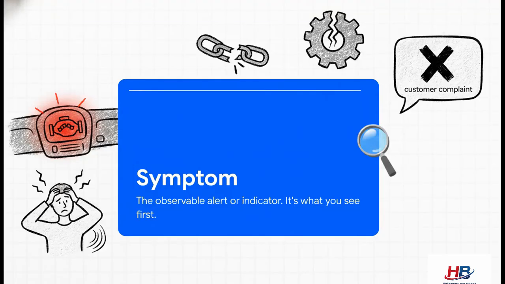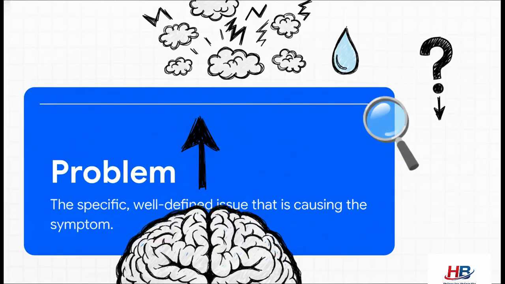Okay, first up in our toolkit is the symptom. This is the flashing red light on your car's dashboard. It's the headache you wake up with. It's the customer complaint that lands in your inbox. It's the very first thing you can see or measure that yells, "Hey, something's wrong over here." It's impossible to ignore, but here's the key: it isn't the problem itself.